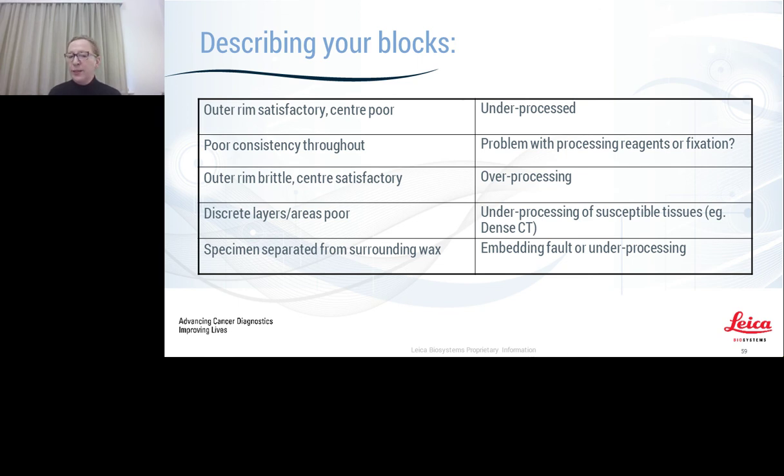Is there poor consistency throughout? Maybe there's a problem with your processing reagents or the fixation. Is the outer rim brittle, but the center is satisfactory? Overprocessing? There may be discrete layers or areas that are poor. There could be underprocessing of susceptible tissues. You may have a tissue that has got soft elements and then quite dense collagen. Perhaps you needed to consider the different type of tissue and perhaps use a medium length tissue processing protocol.